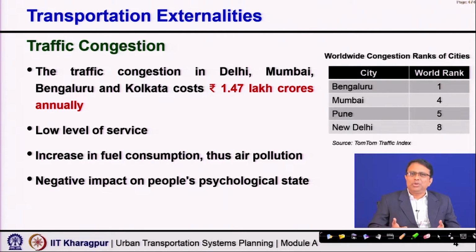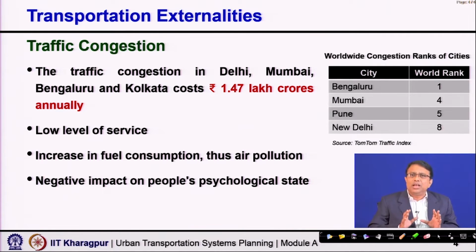For the same travel, because it is a congestion, the detrimental contribution to the air quality is even higher. There is also an overall negative impact on people's psychological state. You want to go somewhere, you are never sure where you will get stuck. You want to go to hospital for an emergency, you are stuck. You want to go to office, you have a meeting, right. So, there is also some kind of psychological pressure on people who are living in the city.